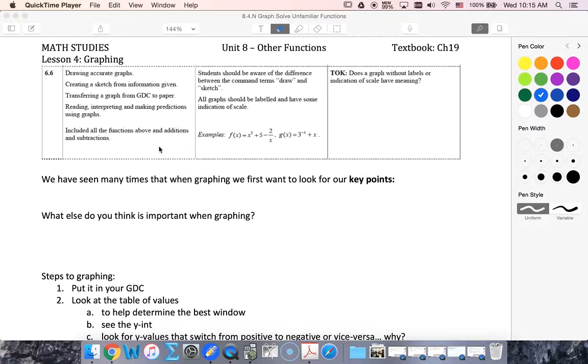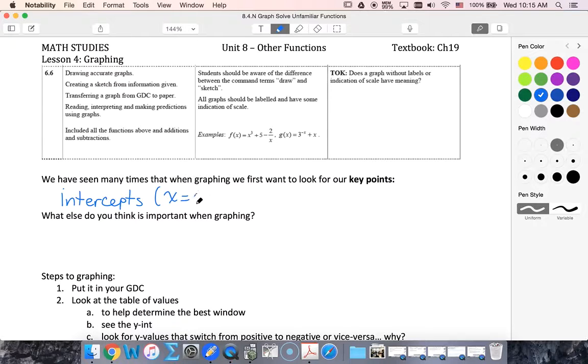All right. So back to drawing accurate graphs. This time we're going to look at more challenging graphs and finding solutions using our calculators. So we've seen a lot of times that when we're graphing, we want to look for our key points. Remember, these are intercepts.